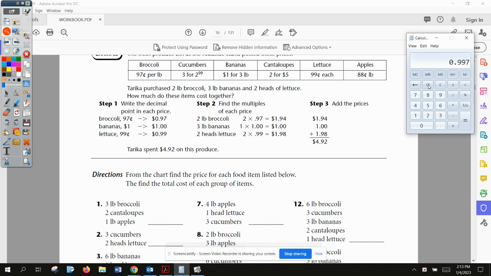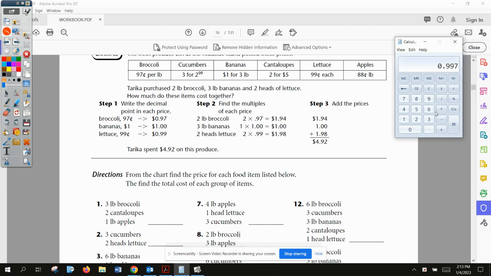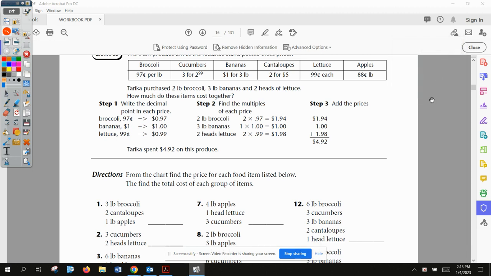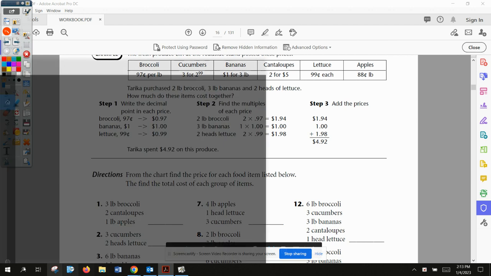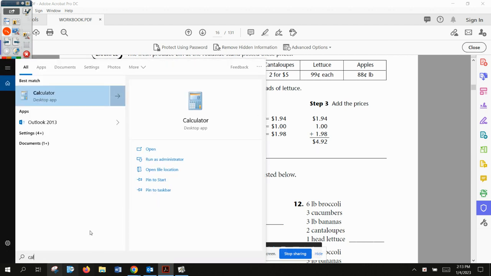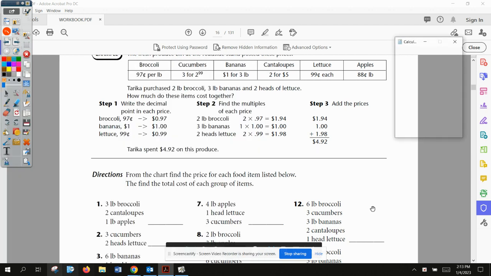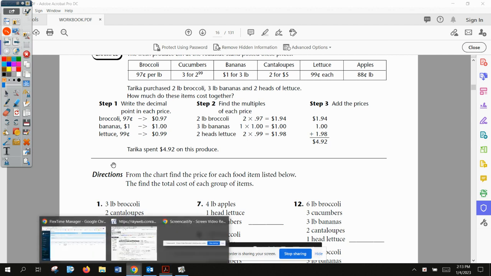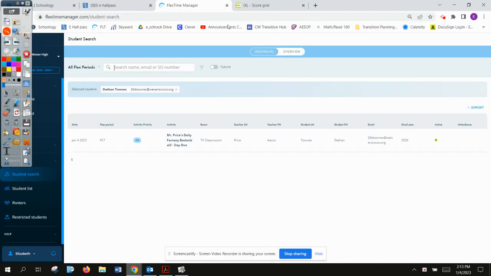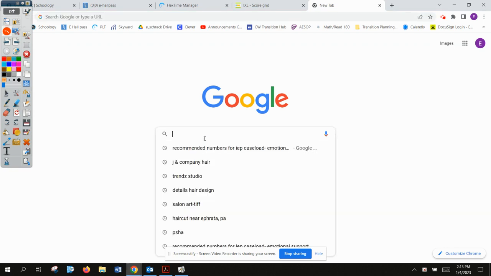My calculator is not working very well. Let's try this again. Okay, the calculator is not working, so let's just use the calculator on Google.